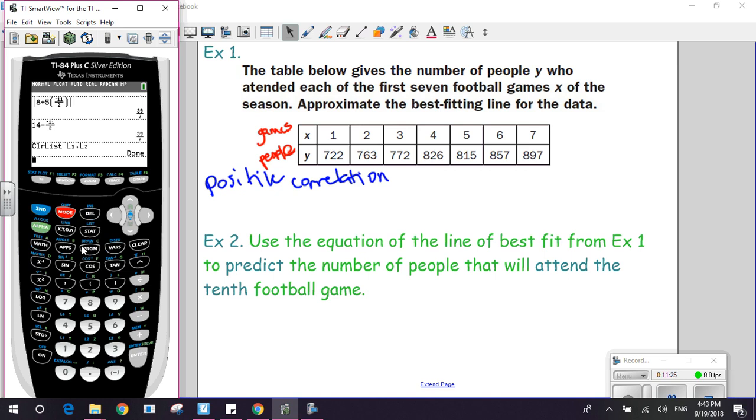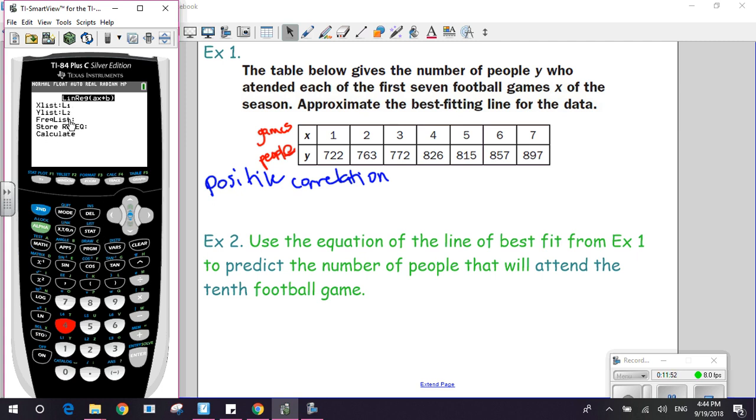From this page, to get our line of best fit, we would hit the stat button again. We would hit calculate. And then this is called linear regression. So we're going to use option 4. And you don't have to worry about memorizing these steps. I'll have a sheet to remind you. But on test day, you will probably have to remember.